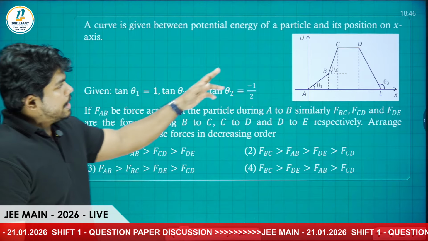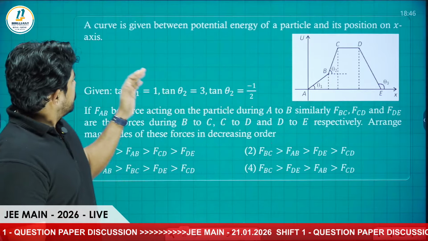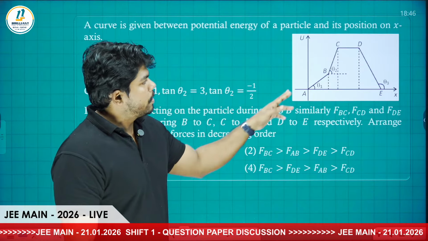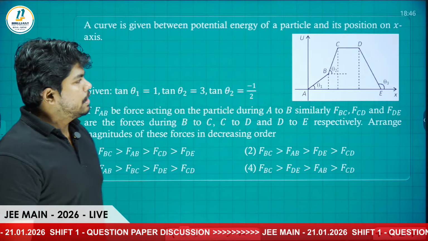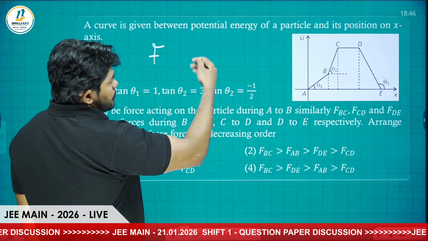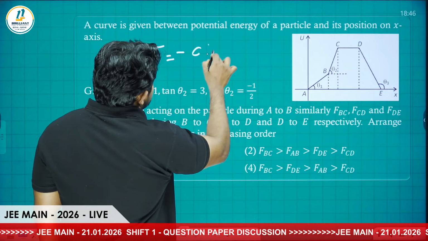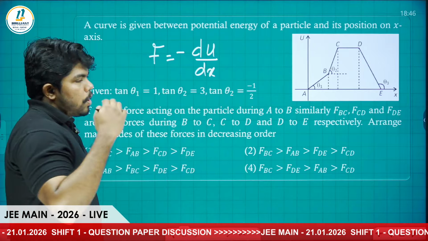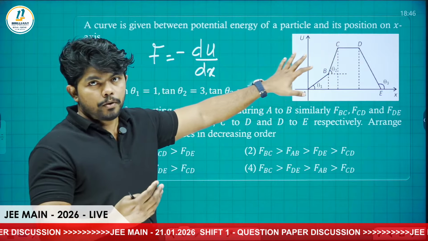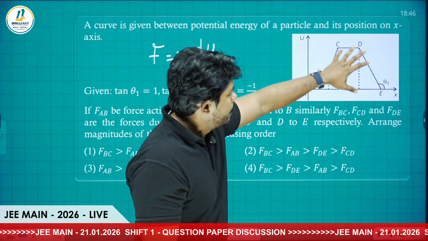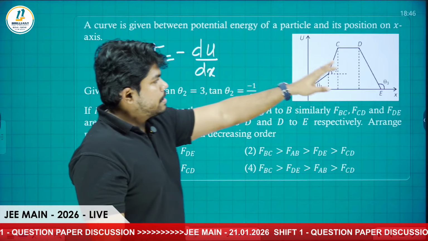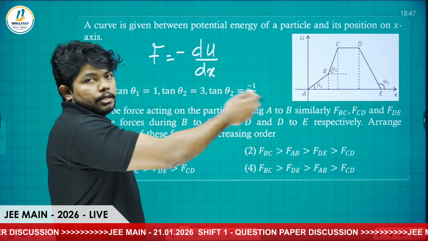The next one is regarding a potential-position curve, and some conditions are given. We need to find the relation between the force acting on each region of the curve. It's actually a very easy question in that sense, because the force is related to potential energy as F equals minus dU by dx. I always tell the students to recollect what ideas we can get regarding a graph. You can take the slope of the graph or the area of the graph, right? Here we need to consider the slope, because dU by dx is nothing but the slope of the graph.